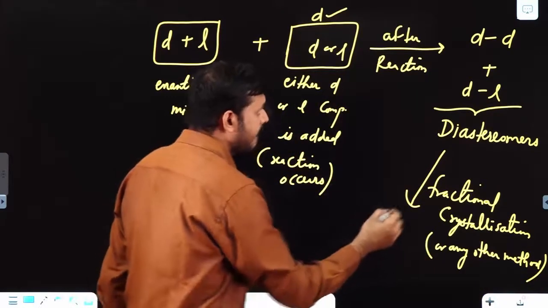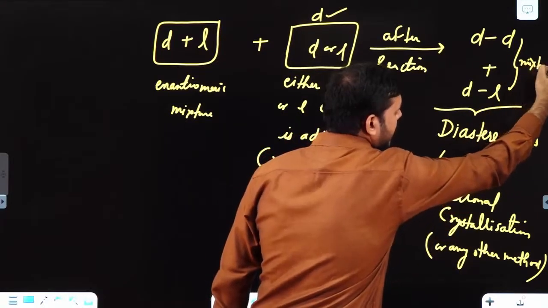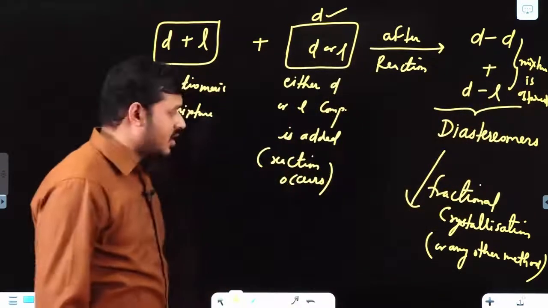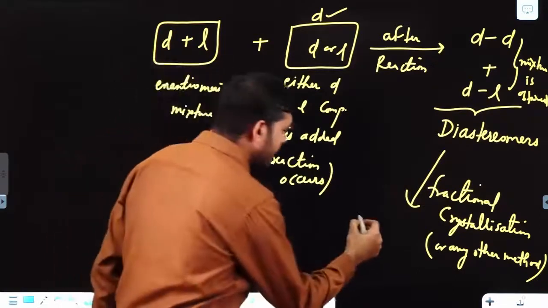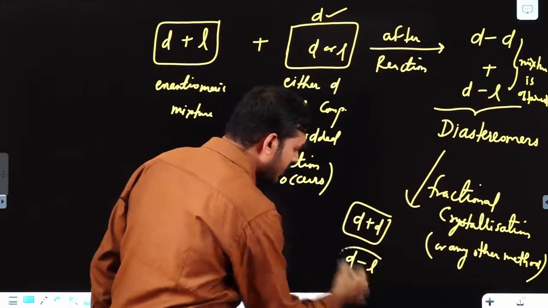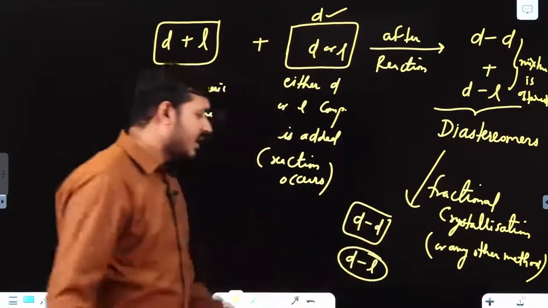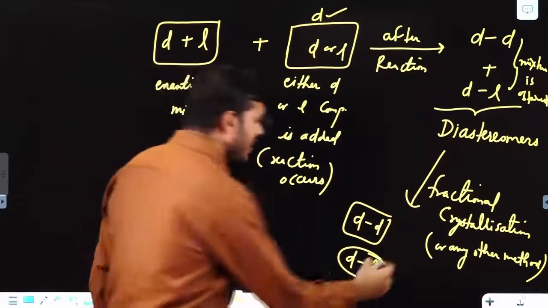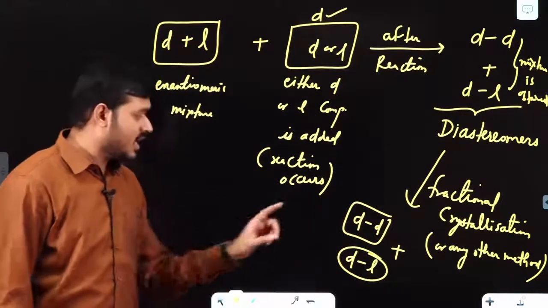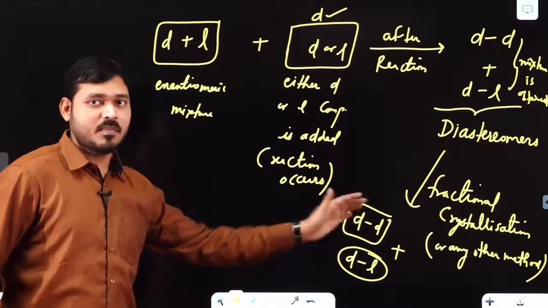Now what you will get? See, a diastereomer mixture is obtained here. Now after fractional crystallization, what will happen? You will get two different parts, this and this. You will get DD and DL, two different parts, as these two are separated now. Let me tell you, here you have not obtained D and L different. Here you have obtained this product and this product, but they are separated.